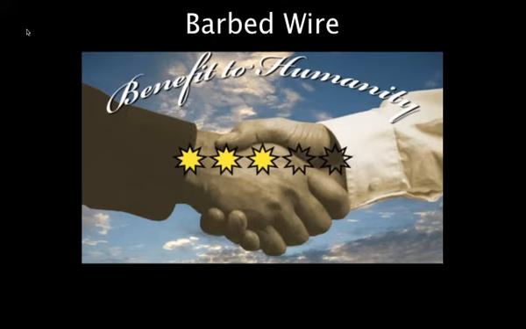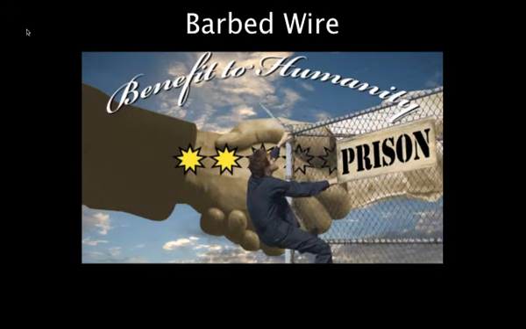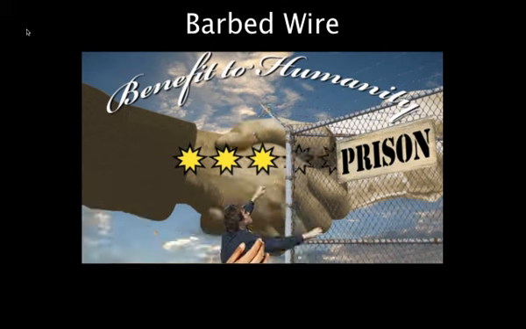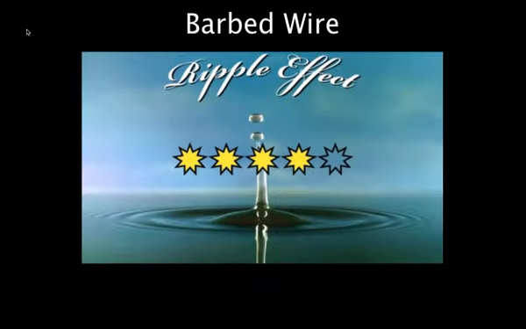Barbed wire gave farmers and ranchers an effective way to control their livestock and protect their property. Today it's used by thousands of industries across the world. On the ripple effect scale, he gets a 4. Joseph's barbed wire design is still in use across the modern world.